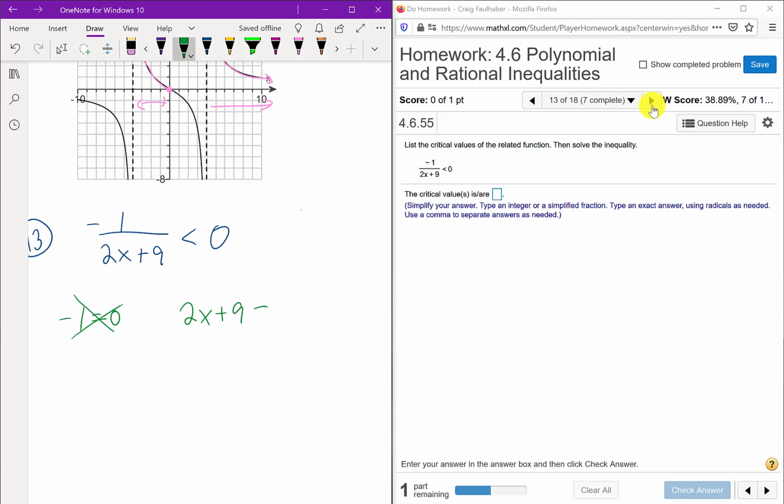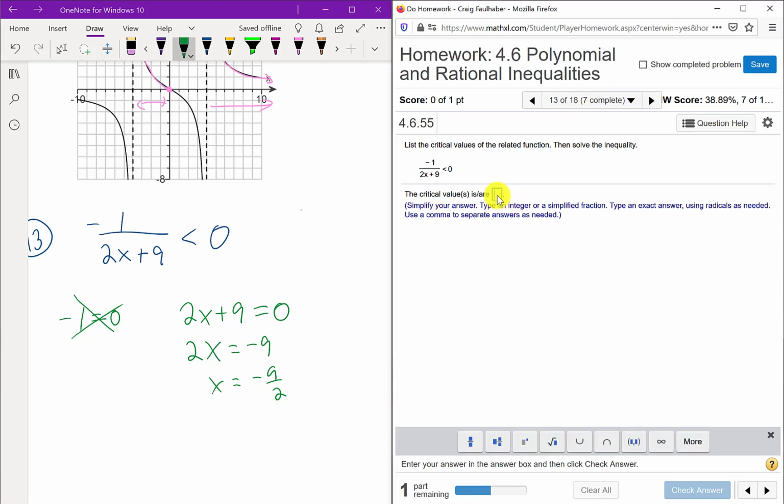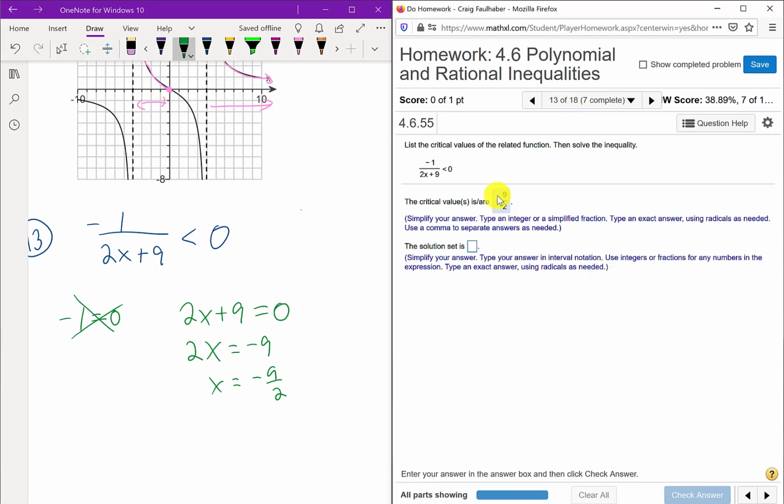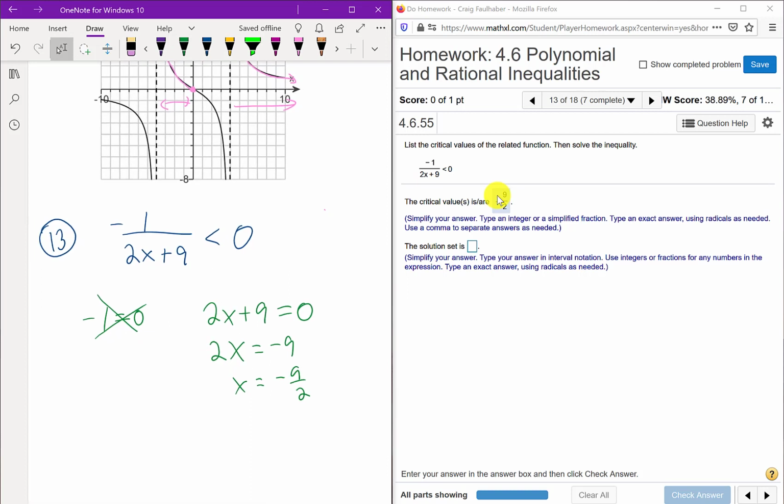So that's not going to give us any critical values. However, if we set the denominator equal to 0, we do get an x value. We can subtract 9 from both sides, and divide both sides by 2 to get -9/2 as our critical value. You can learn more about critical values from the videos for the lectures for this section. But I'm just going to go ahead and try to answer the rest of this question.